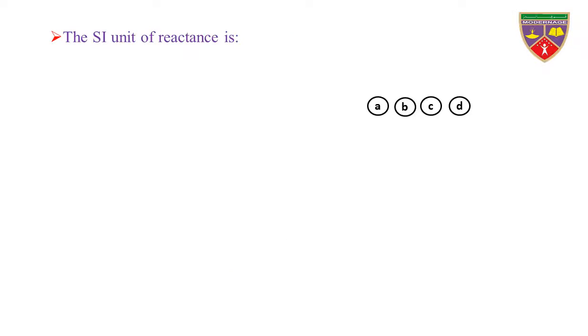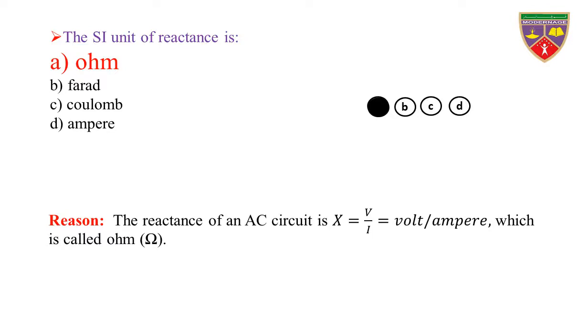The SI unit of reactance is: option A ohm, option B farad, option C coulomb, option D ampere. The key is ohm. Therefore, the correct option is A. Reason: the reactance of an AC circuit is X is equal to V divided by I, which is equal to volt per ampere, which is called ohm. Hence, the SI unit of reactance is ohm.